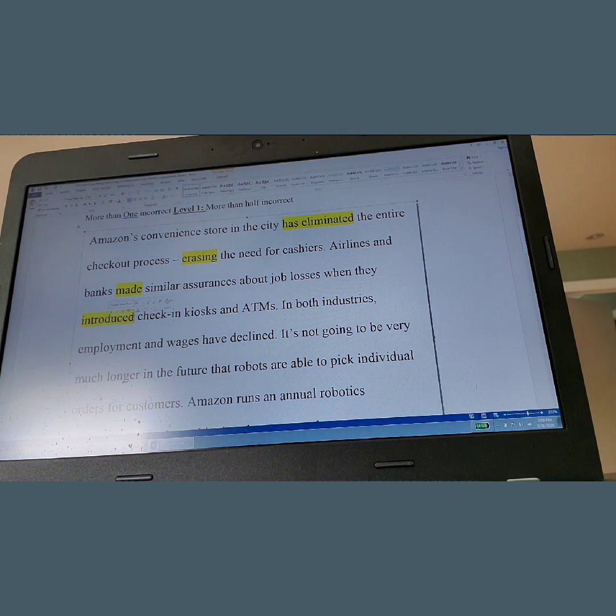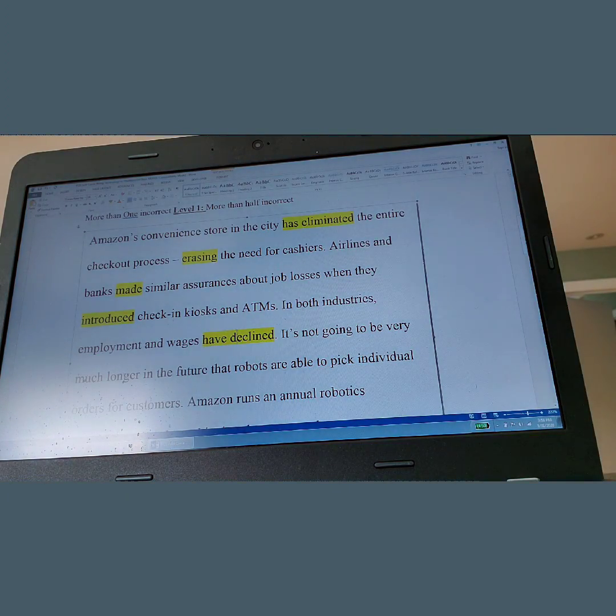All right. So in both industries, employment and wages have declined. Okay, so have declined is the verb phrase there. It's not going to be very much longer in the future that robots are able to pick individual orders for customers, right? So is not going to be. Okay. And you know what? It's just very hard to do.